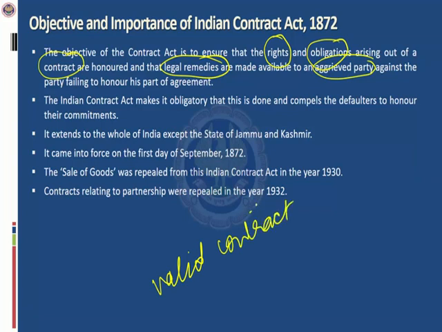The Indian Contract Act makes it obligatory that the contract is honored, and it compels the defaulters to honor their particular commitments. Now, on the very first day of September 1872, this particular act comes into picture. The applicability extends to the entire state of Jammu and Kashmir, unlike certain other acts, where Jammu and Kashmir has specifically been made applicable because it has the status of a special state.